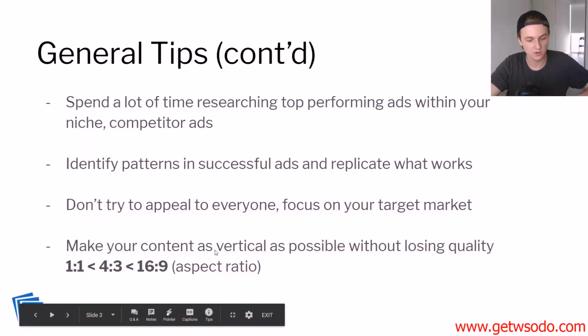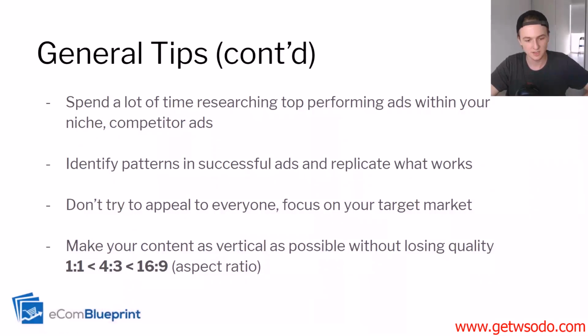So that's why I said make your content as vertical as possible without losing quality. And so if you can't do 16:9, you can try 4:3. This is like semi-vertical almost. And then if you don't have good enough content to do either of those, then you can just stick to 1:1 ratio. This is the lowest that you want to be, as a square video. You don't want to do like a YouTube video format for Facebook ads. It doesn't work well. And so those are the general tips.